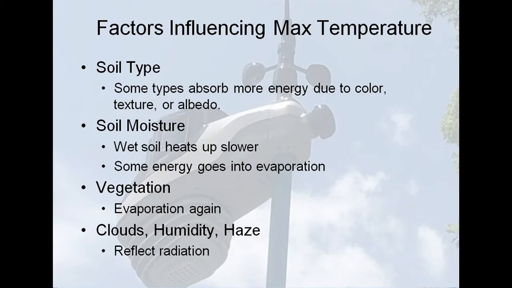Moisture: wet soil heats up slower, and some energy goes into evaporation. Anytime anything evaporates, that's a cooling process. So evaporational cooling will affect your maximum temperature. Vegetation: if you have a lot of trees, once again, evaporation, because trees do transpire, that's part of the water process. And then clouds, humidity, and haze. Any incoming solar radiation that hits haze, clouds, and a lot of moisture in the air gets reflected back into space, and then you have less incoming solar radiation, so that will affect your maximum temperature also.